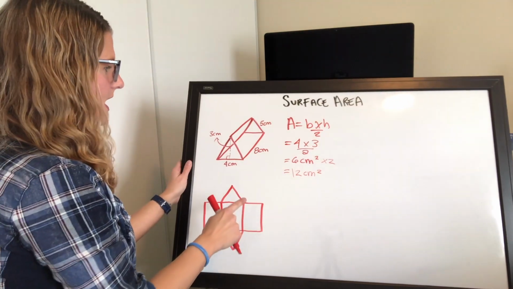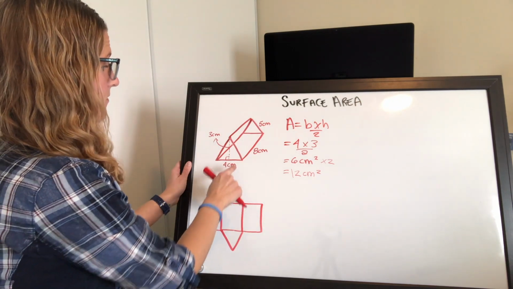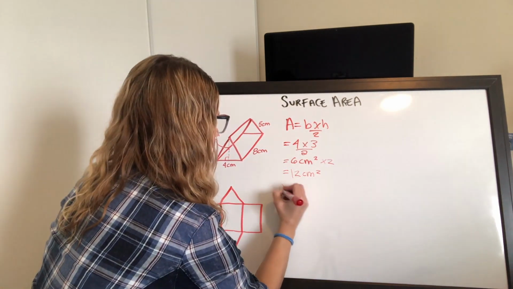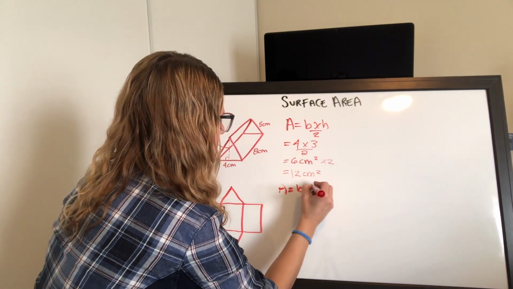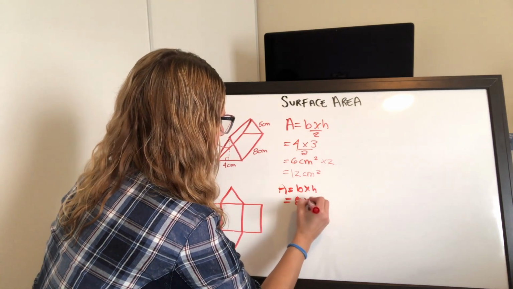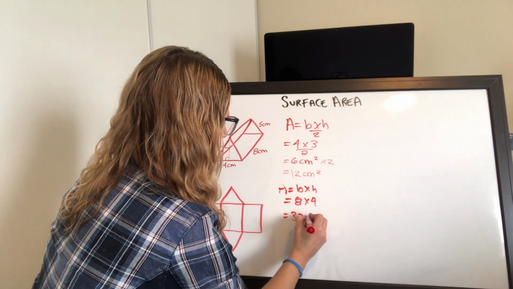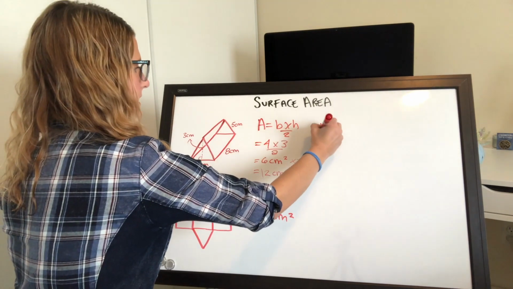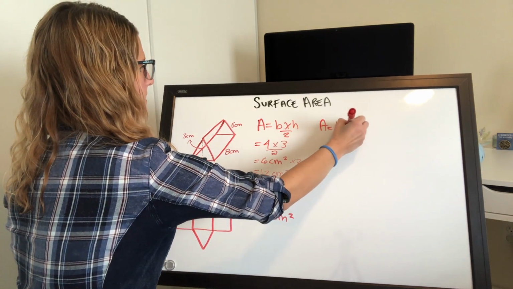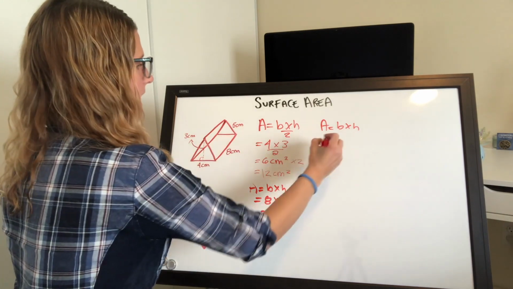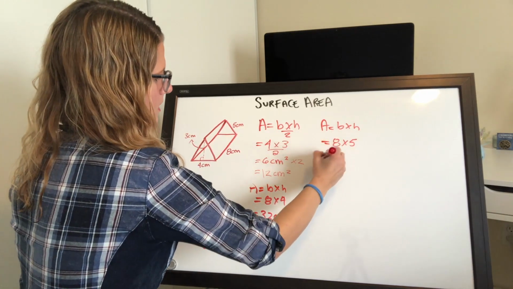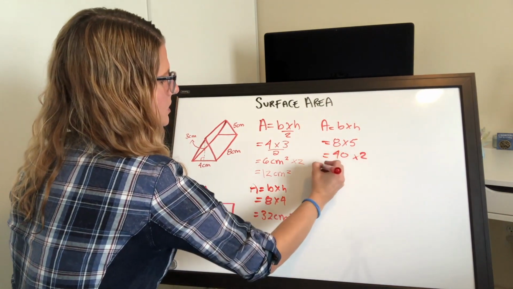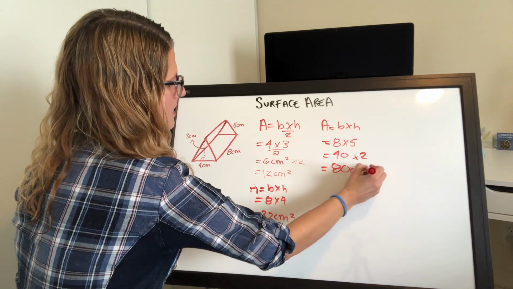Now we are going to find the area of the bottom rectangle, which would be 8 by 4. So area equals base times height, which would be 8 times 4, which is 32 centimeters squared. Now we are going to do the side rectangles, which would be area equals base times height, which would be 8 times 5, which is 40, and there are 2 of them. So we're going to multiply them by 2, which would be 80 centimeters squared.